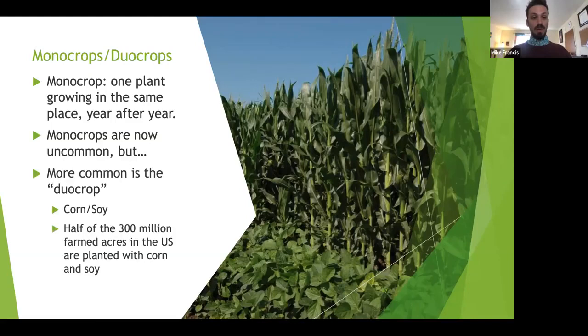But duo crops are very common nowadays. Corn and soy is a common duo crop rotation. So you grow some corn for maybe a year or two, then switch to soy, which uses different nutrients in the soil. And actually half of the farmland in the United States is this corn and soy duo crop, which is amazing to think about.